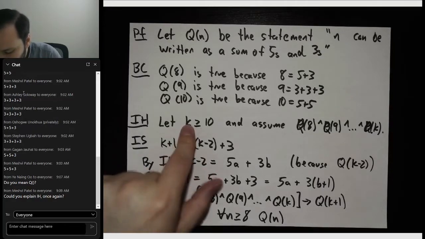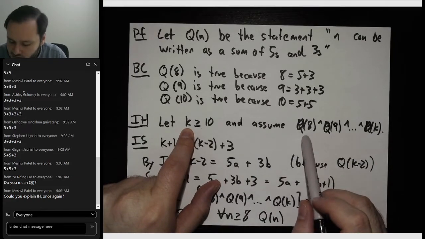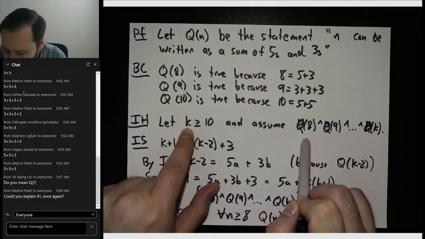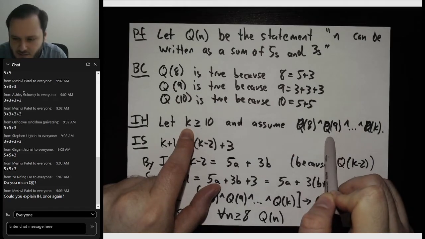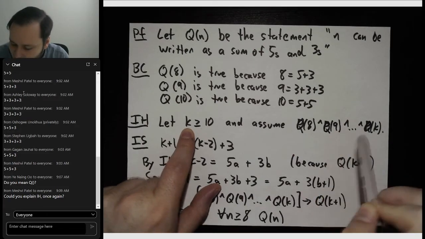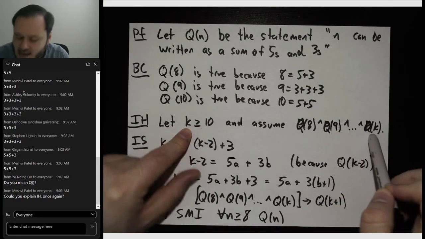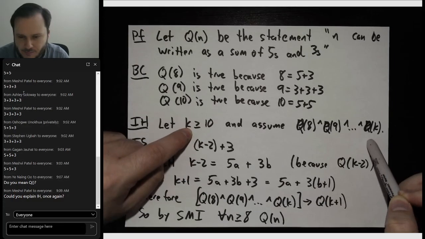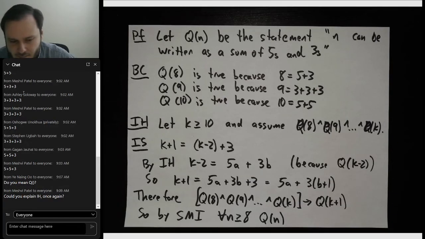So I assume I have a number that's at least 10. And I'm assuming all of these statements starting at 8. So I'm assuming 8 can be written as a sum of 5s and 3s. And 9 can be written as a sum of 5s and 3s. And 10 can be written as a sum of 5s and 3s. All the way up to, and k can be written as a sum of 5s and 3s. I'm assuming all of those statements all at the same time.